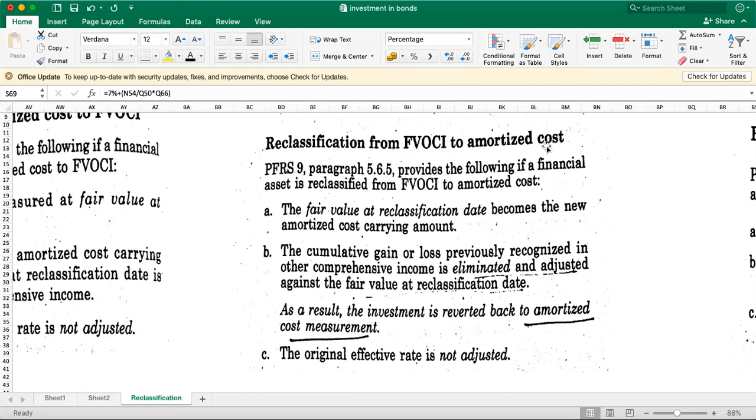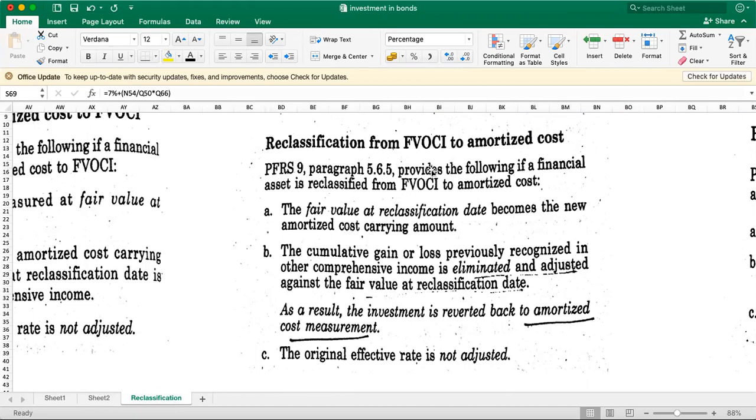So, that's why it became amortized cost. Okay, so how do we account for this? The fair value at reclassification date becomes the new amortized cost carrying amount. So the fair value at reclassification date, because the subsequent measurement under OCI is at fair value, is now your new carrying amount under amortized cost.